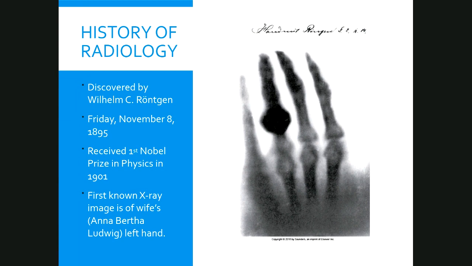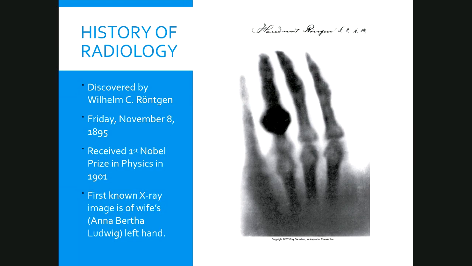So he published this paper on December 28th, 1895. It went rapidly around the world like wildfire. We were actually imaging in this same manner by January of the next year. So January of 1896, people were making their own X-ray tubes and trying to image things.